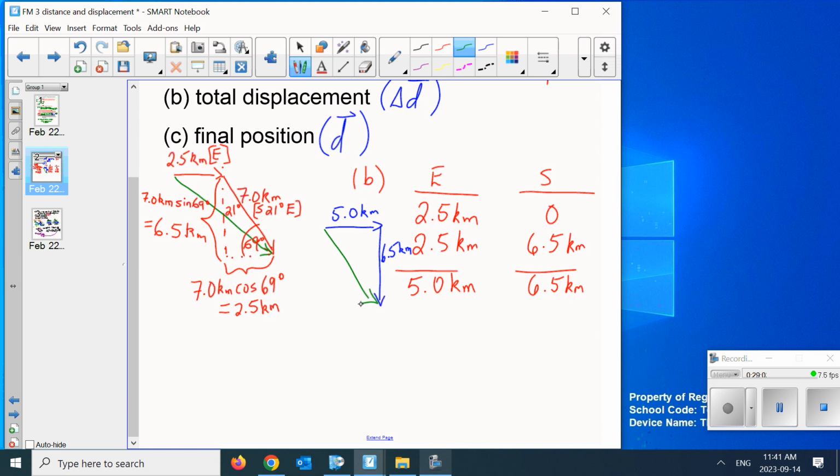How do I find that green side if I'm given two sides? A squared plus b squared equals c squared. You don't have the angles yet, so use the Pythagorean theorem. I'm going to go with the green. I'll just call this side x for now. It's equal to the square root of a squared plus b squared. So 5 squared plus 6.5 squared.